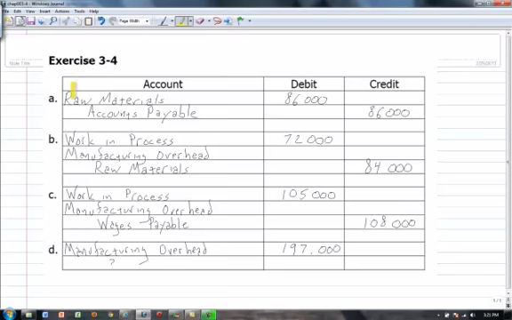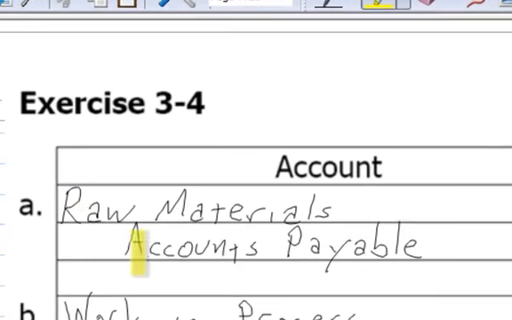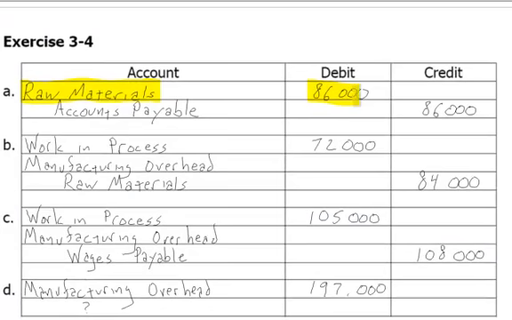In transaction A, it says that $86,000 in raw materials were purchased on account. If you get it, you debit it. So the first account we're going to debit is raw materials because that's what we purchased. And that will be a debit of $86,000.